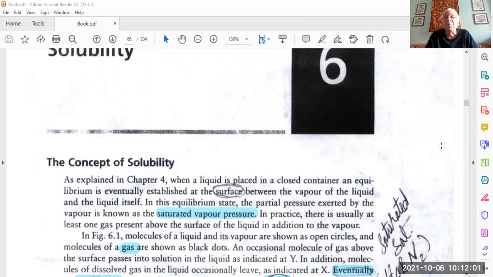We had mentioned before what we mean by the saturated vapor pressure, and it is expressed downwards, as we can see from the figure. It will be seen now.